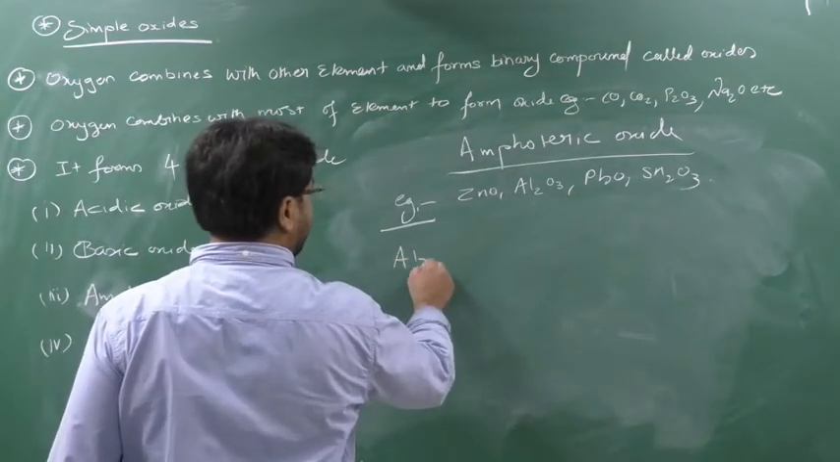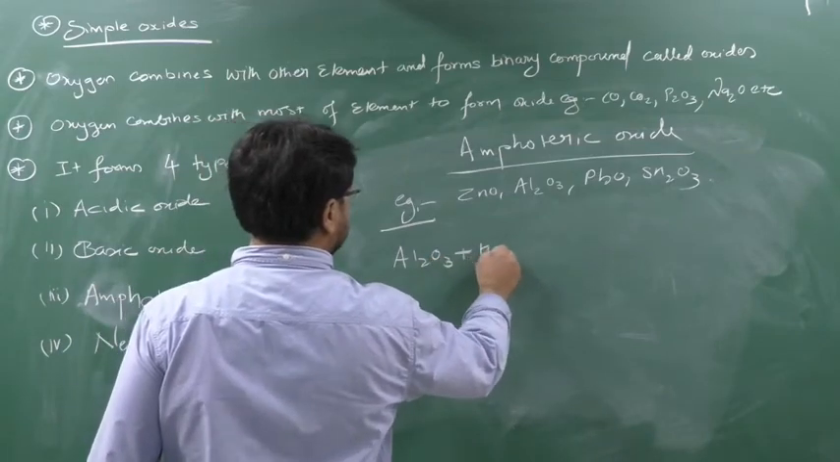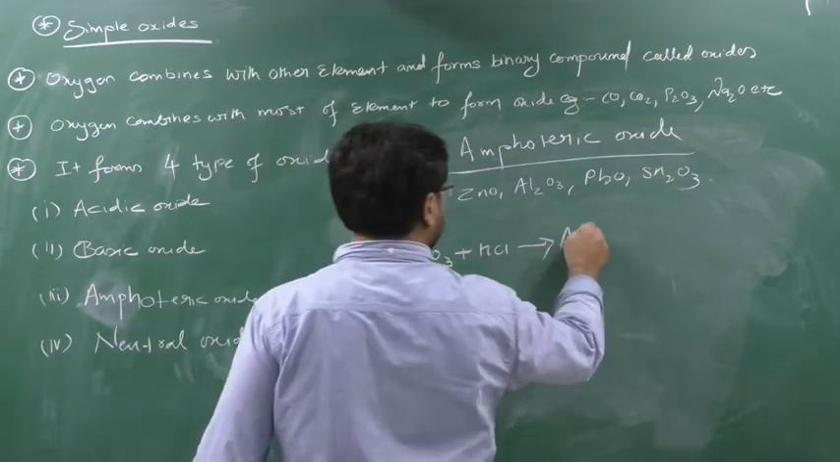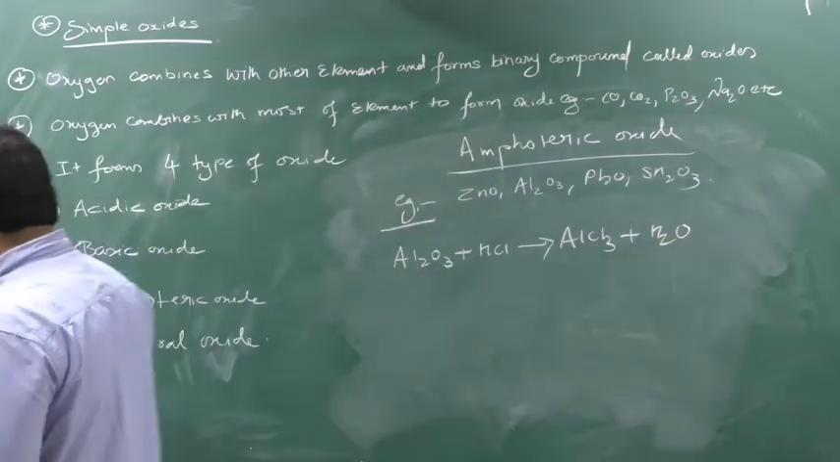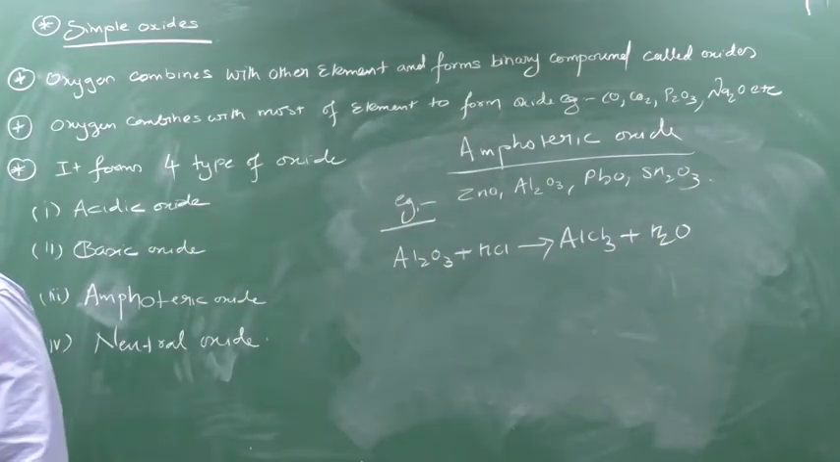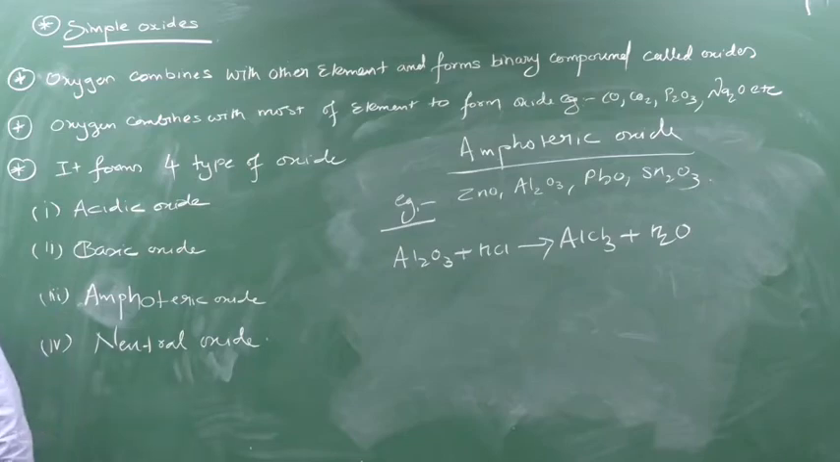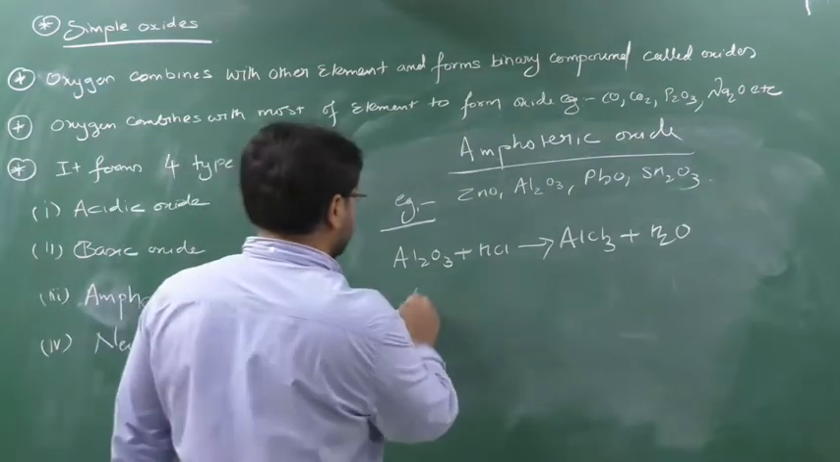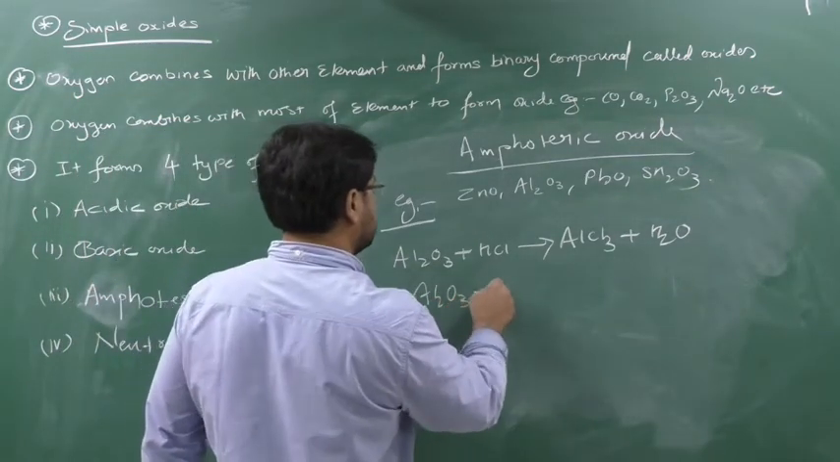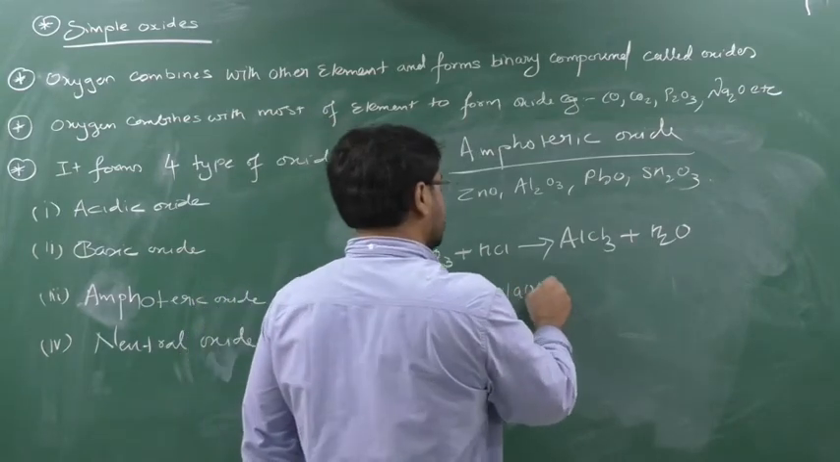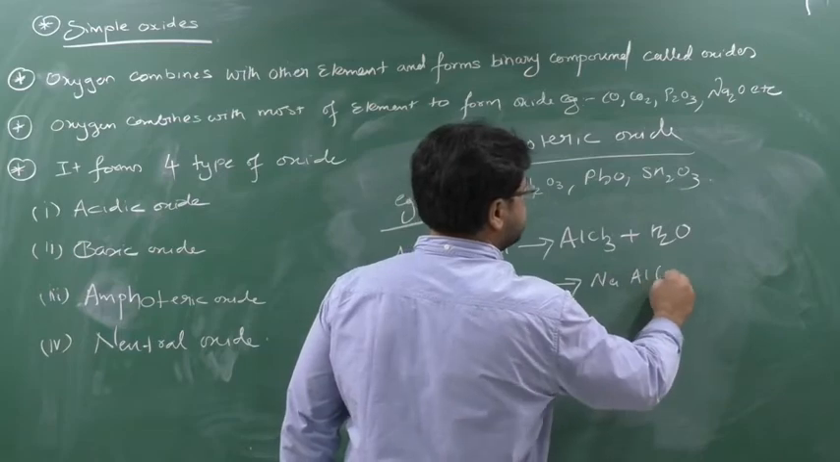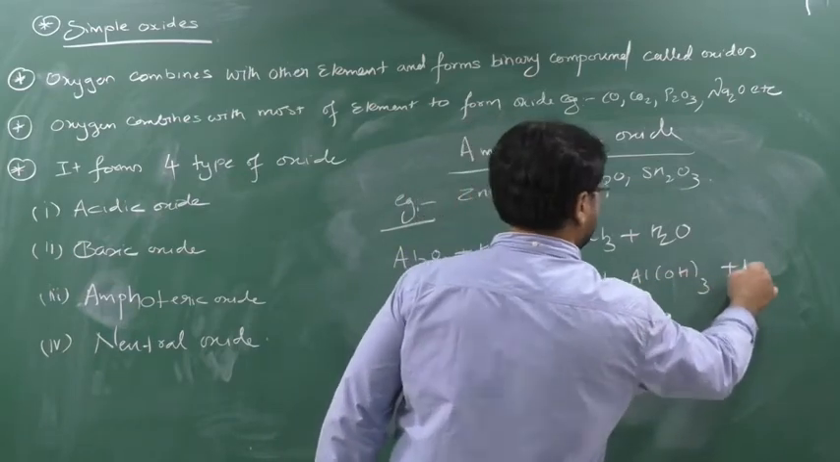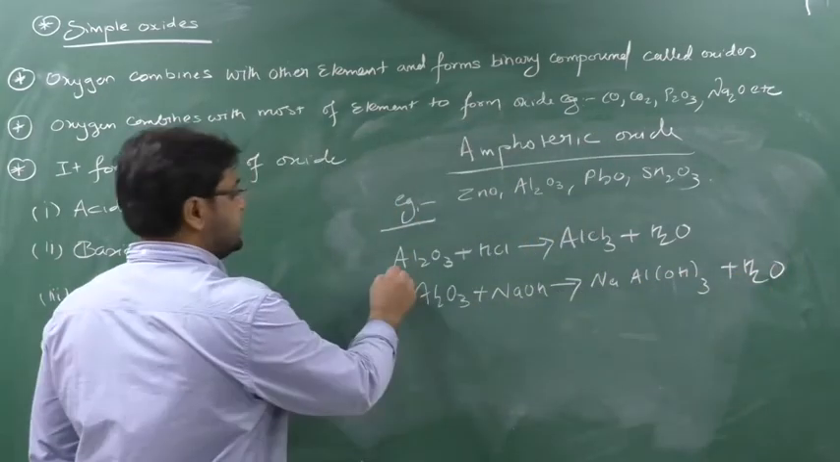For example, I will take Al2O3. If it is reacted with HCl, it will form AlCl3 plus H2O. Clear this part? Next, it can also react with base and form sodium aluminate. So Al2O3 plus NaOH forms NaAl(OH)3 plus H2O.